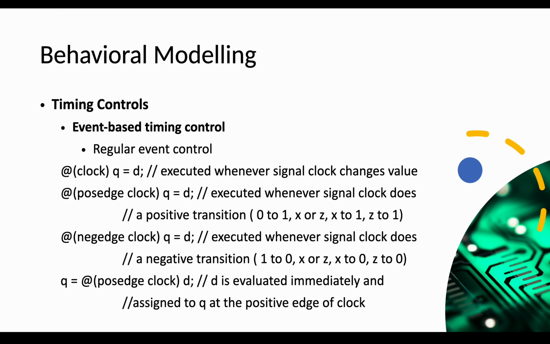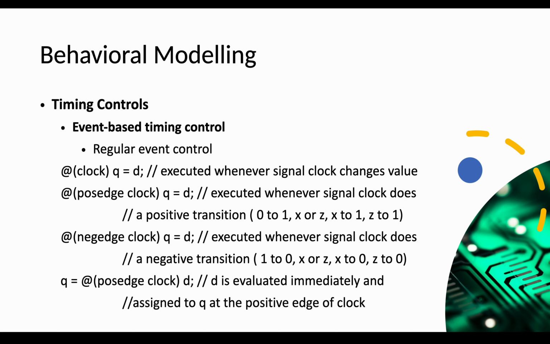@(clock) Q = D. This Q = D is executed whenever the signal clock changes value. The next one is @(posedge clock) Q = D. This Q = D is executed whenever the signal clock does a positive transition, that is from 0 to 1, or 0 to X, or 0 to Z, or X to 1, Z to 1.